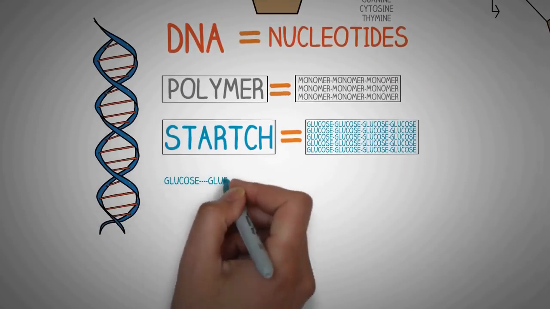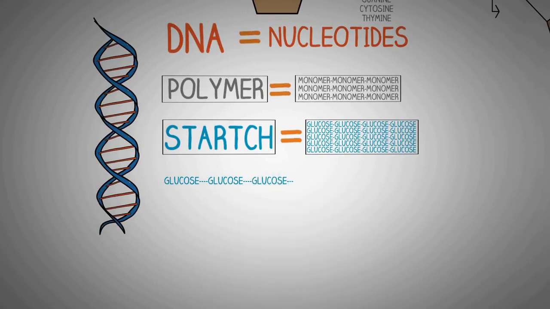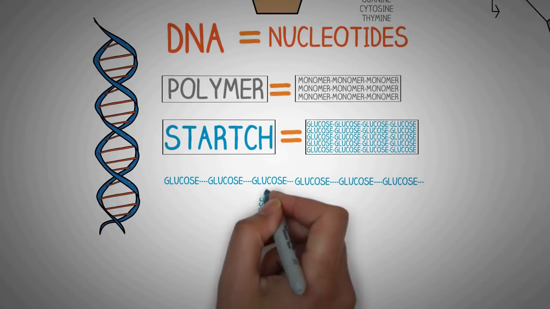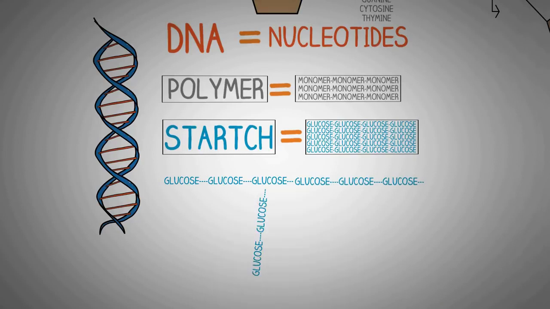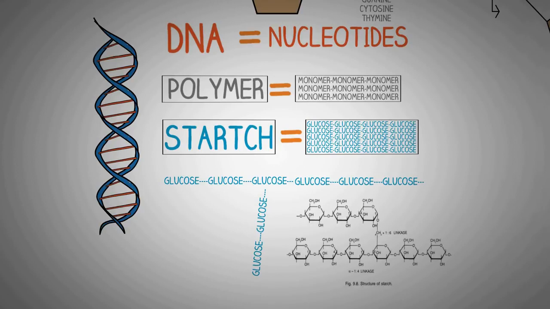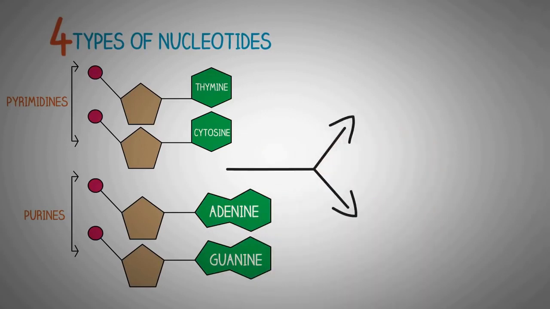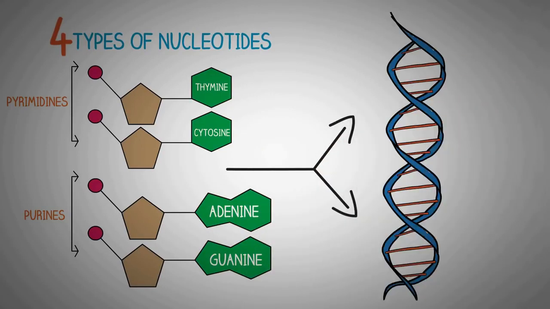Now, in case of starch, the structure is pretty simple, which only consists of long linear chains of glucose or either branched chains which are joined together by glycosidic bonds. This is the chemical structure of the starch, and you can see the different types of glucose chains. But in case of DNA, the 4 types of nucleotides join together in a very complex way to form the double helix structure.